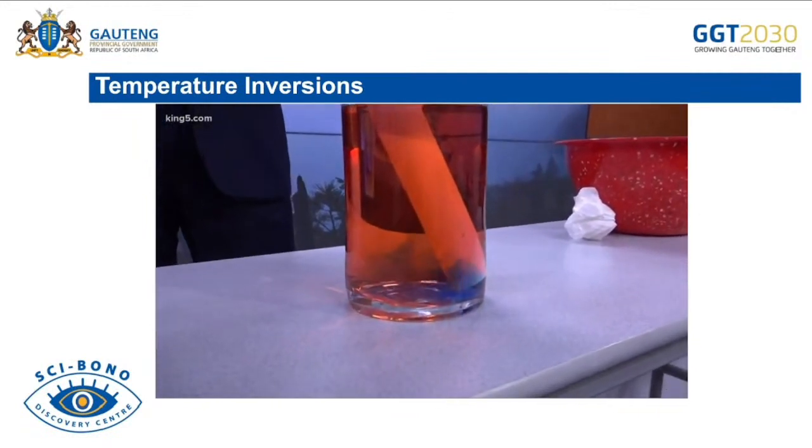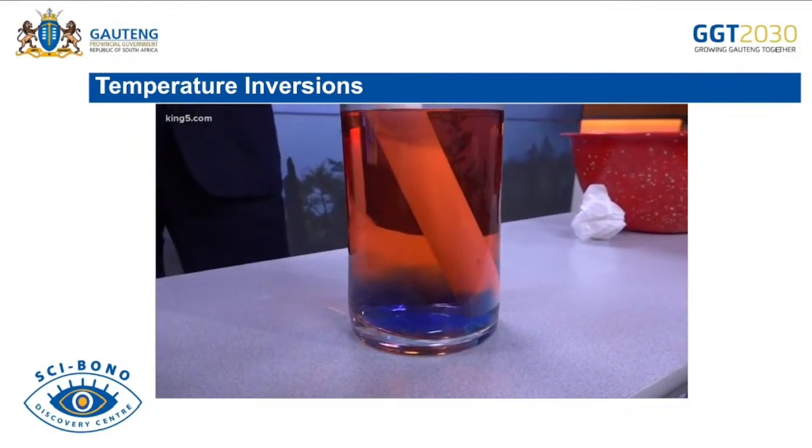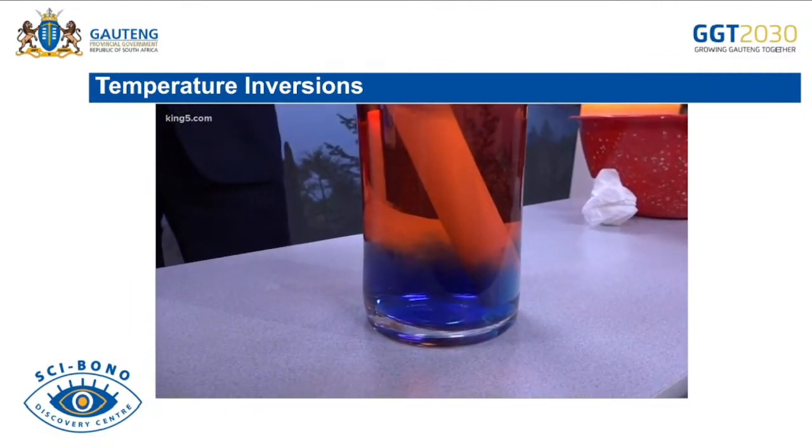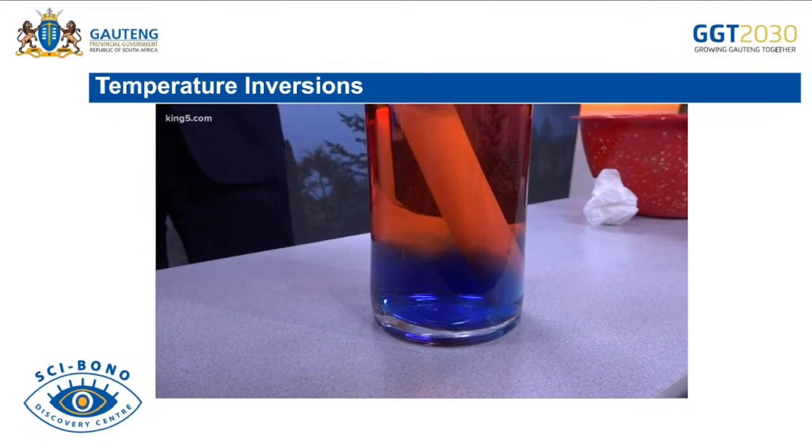When this temperature inversion develops, we tend to get really stagnant air. The air just doesn't move very much, and you can see all the pollutants, all the car exhaust and smoke from chimneys.